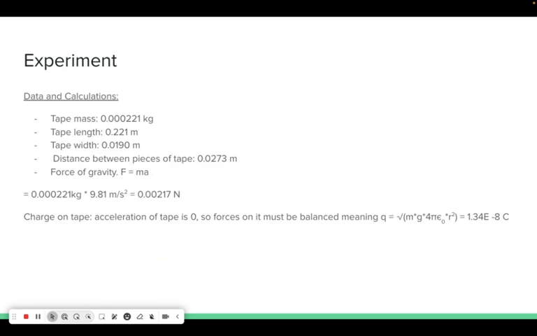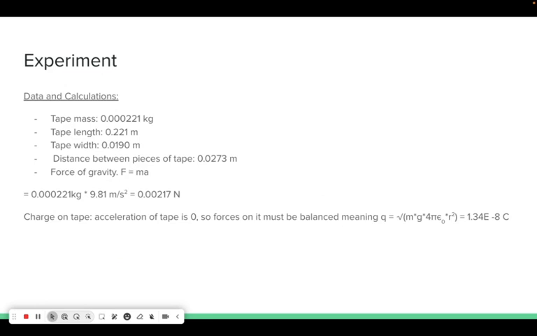For my data and calculations, the tape's mass was 0.000221 kilograms. Tape length was 0.221 meters. Tape width was 0.019 meters. The distance between pieces of tape was 0.0273 meters. And the force of gravity, force equals mass times acceleration, equals 0.000221 kilograms times 9.81 meters per second squared, which equals 0.00217 newtons.